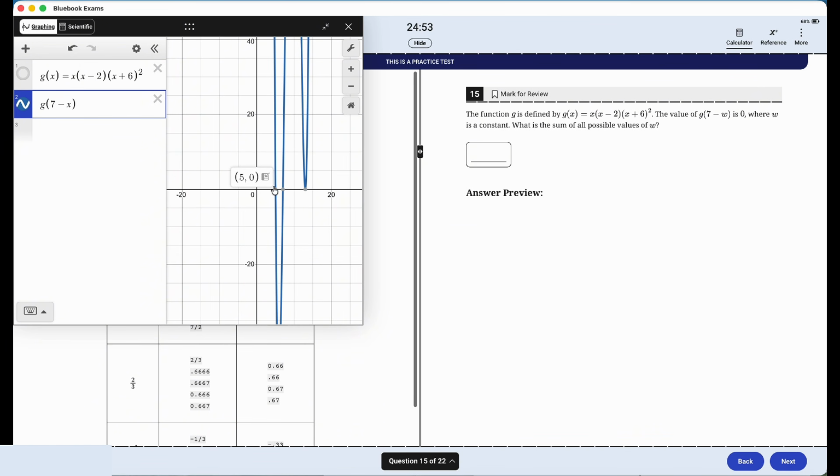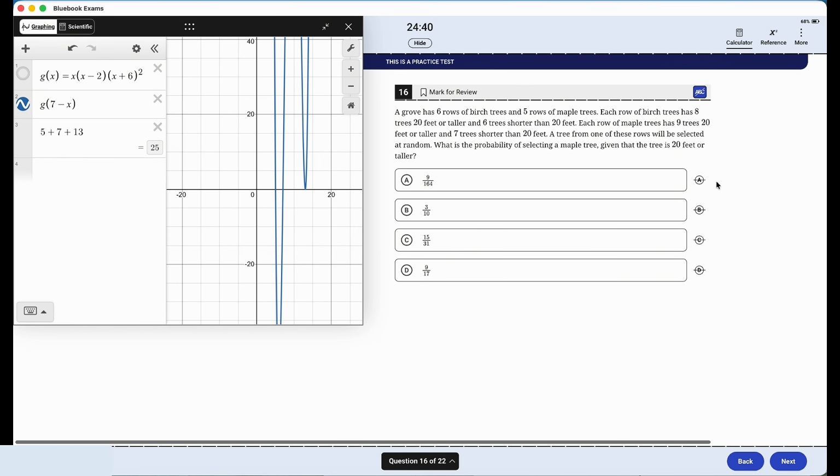And they want to know when this is 0, well, we can just click on the zeros, right? There are all your zeros, 5, 7, 13, and it wants the sum of that, right? So if you just add those 3 numbers together, we get 25. That's pretty simple. Next one.